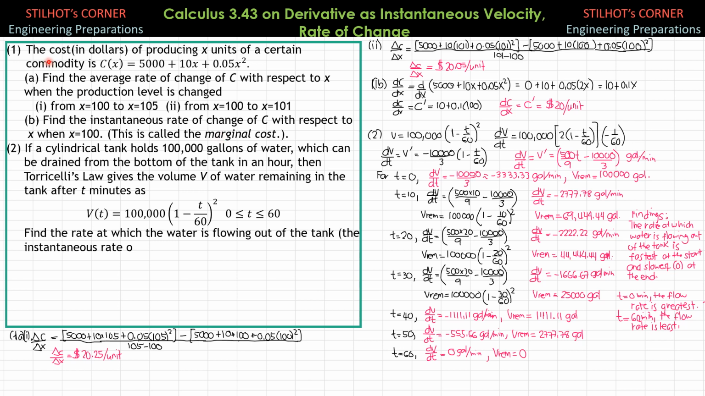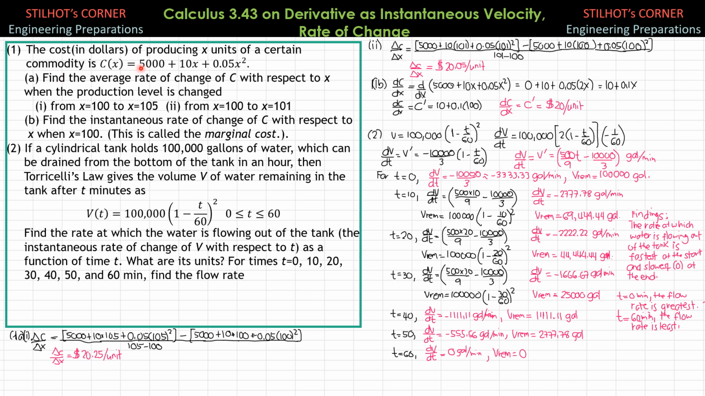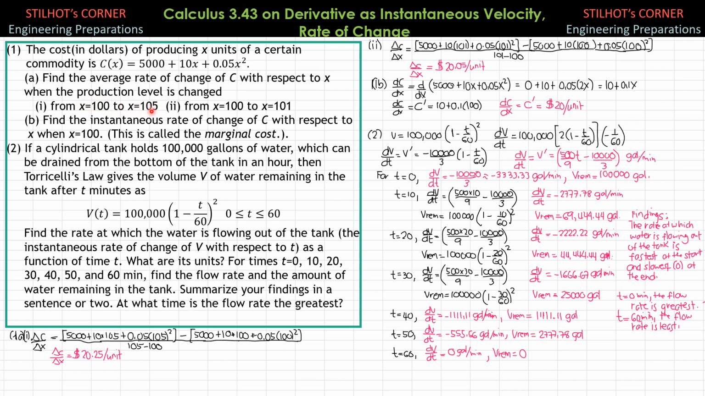So for part 1A, this is delta C over delta X. Then delta C is simply the cost when X is 105 less the cost when X is 100, divided by 105 minus 100, which is 5. And that is the same thing for the second part, but we replace X by 101 for the final and 100 for the initial. So delta C over delta X is when X is 105. So substitute into this formula here.